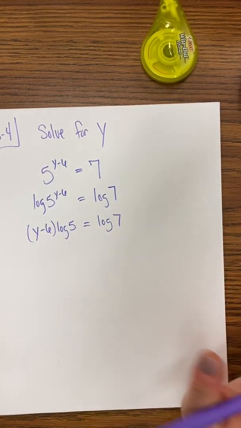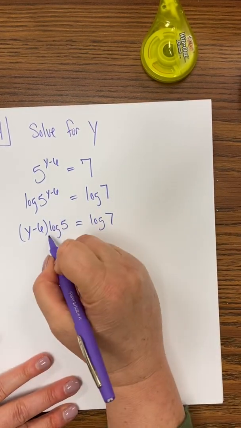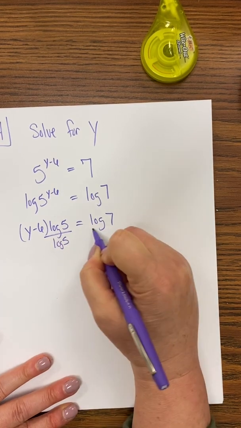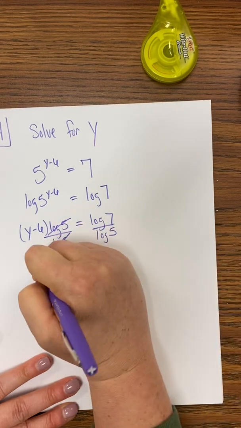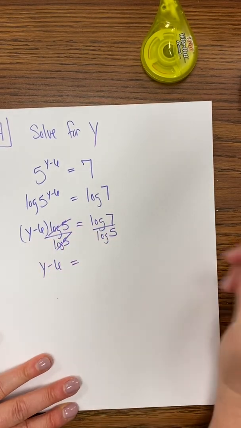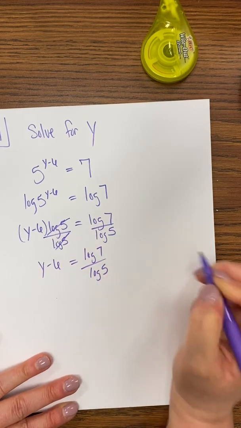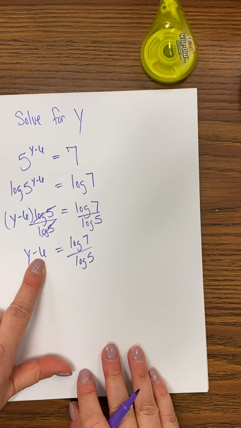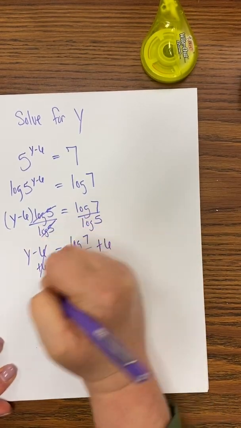On these problems that you're solving, you want your logs together. So we're going to divide by the log 5, so that we can divide it on this side. Those cancel, leaving y minus 6, and then you've got log 7 over log 5. The last thing is you still don't have y by itself, so we still have this minus 6, so we need to add it. You're just going to add it out on the end.